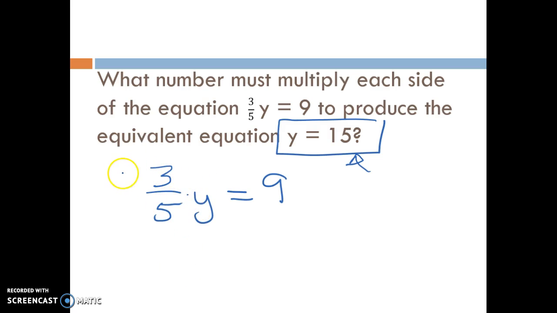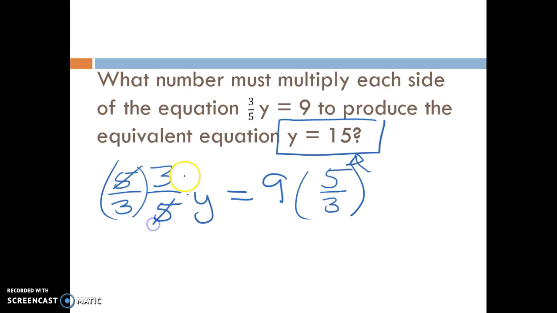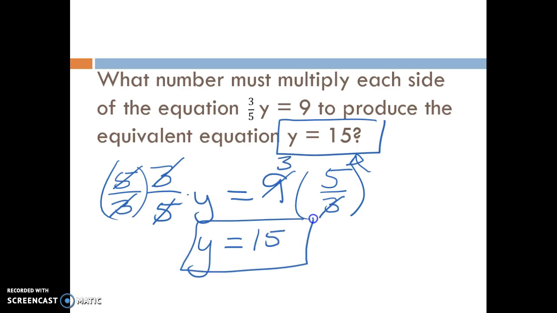To undo that, we will do the opposite and multiply it by its reciprocal. And if we do it to one side, we have to do it to the other side. 5 divided by 5 is 1. 3 divided by 3 is 1. We have a single y. 9 divided by 3 is equal to 3. 3 times 5 is 15. Y is equal to 15. What do we need to multiply it by? 5/3.